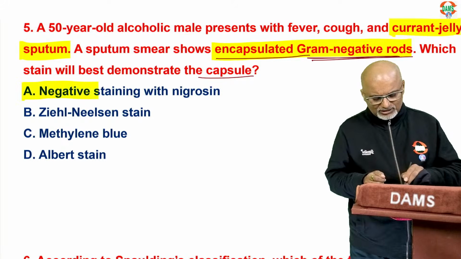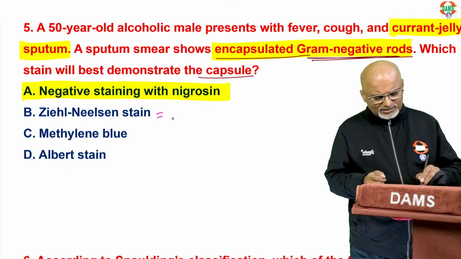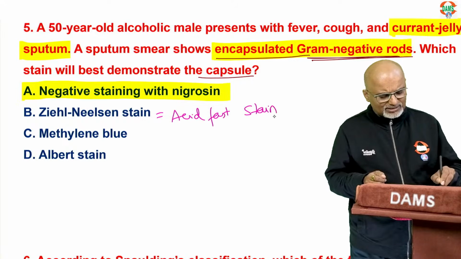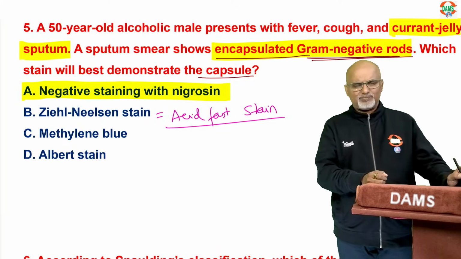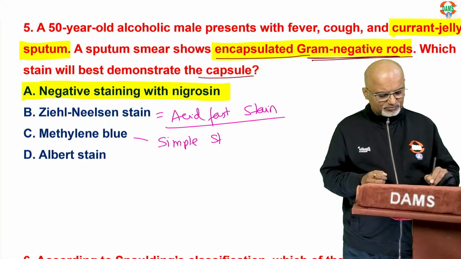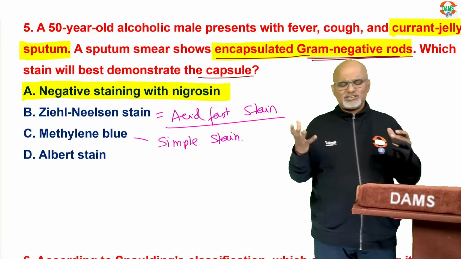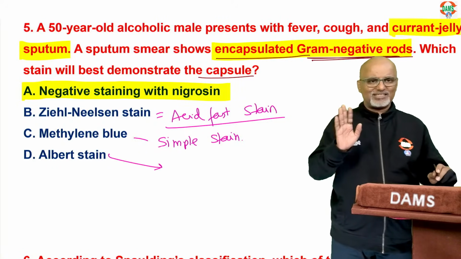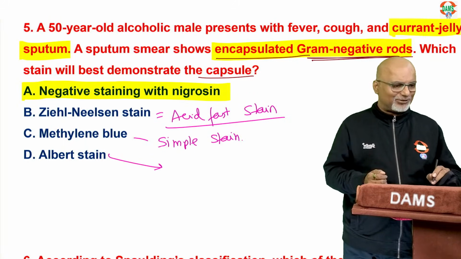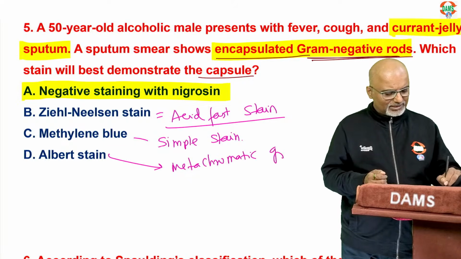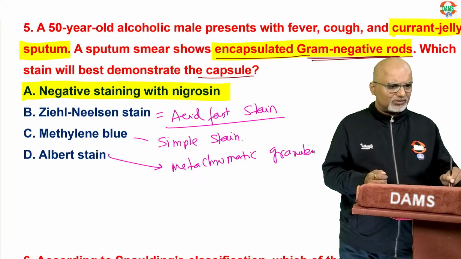with nigrosin. Ziehl-Neelsen is an acid fast stain. It stains the cell wall of the acid fast bacteria. Methylene blue is a simple stain. You just want to know the size, shape, arrangement of the cell. Albert stain is a special stain for metachromatic granules. I got some questions on metachromatic granules.